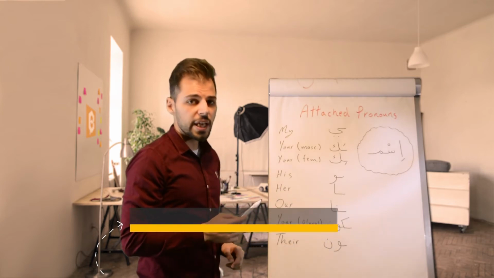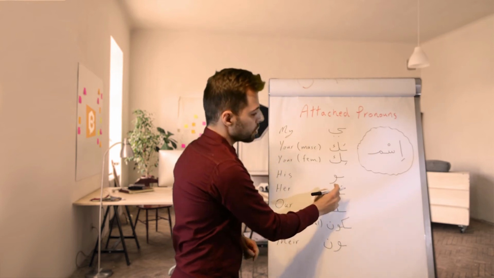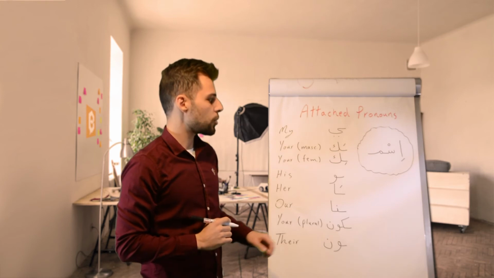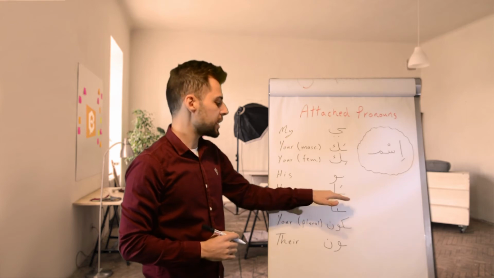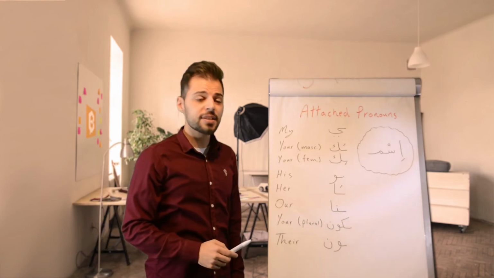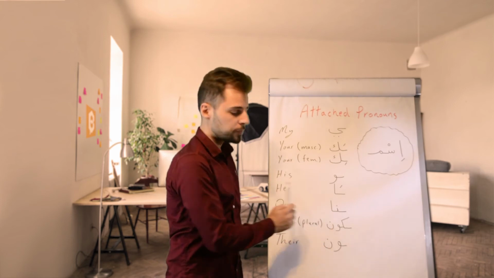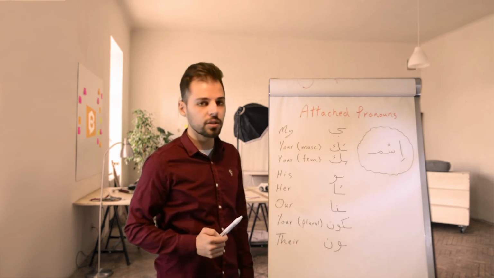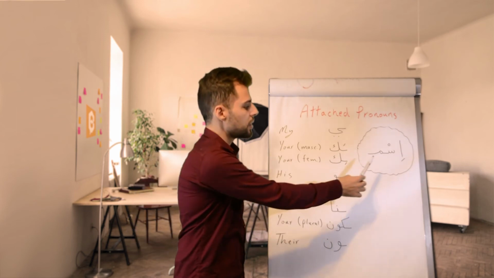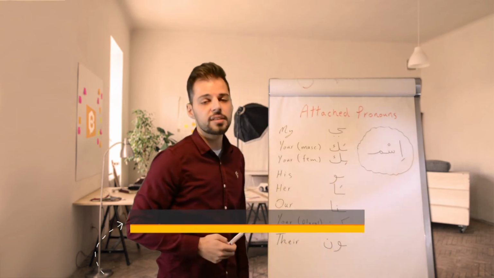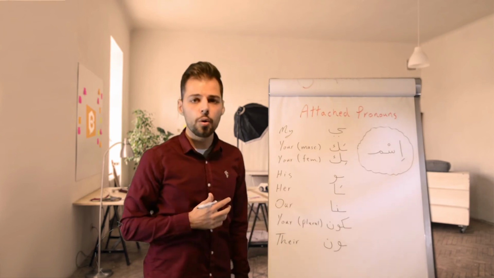Isma, her name. Note that we add the sound fatha to the last letter of the noun. So we add fatha to the meme, so it's isma. Her name. Next, we have na. It's the letter noun with alif as a suffix attached to the end of the noun. It means our. So, for example, we have ism plus na, it's ismna. It means our name.